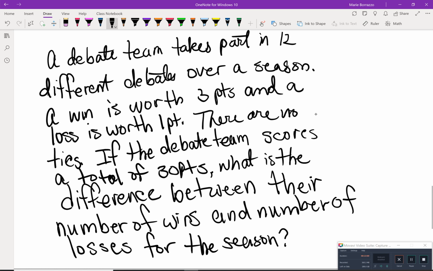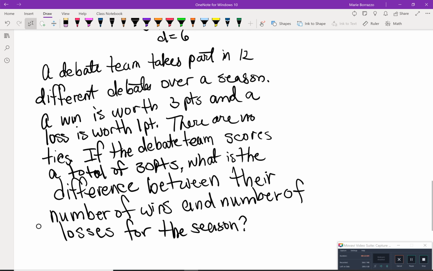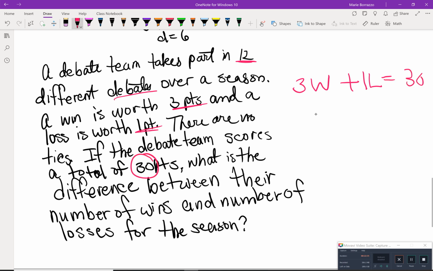Okay, so you see a question like this and you're probably wondering, where am I getting two equations? But remember, one of the first things they said was they took part in 12 different debates. So we know that there's a total of 12. And then they start with, in terms of the wins versus the losses. So we know that we have 3W plus 1L is equal to 30, because we know that they accumulated 30 points. This is the total amount, which means that whatever number they participated in wins plus whatever value in losses was equal to 12, because this was their total 12 participatory events or debates in this case.